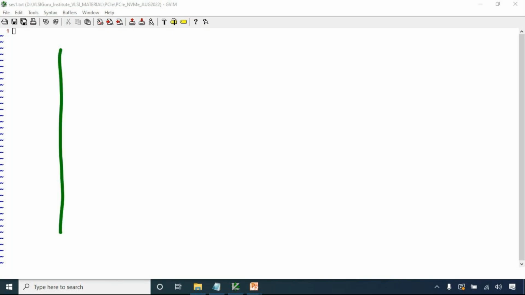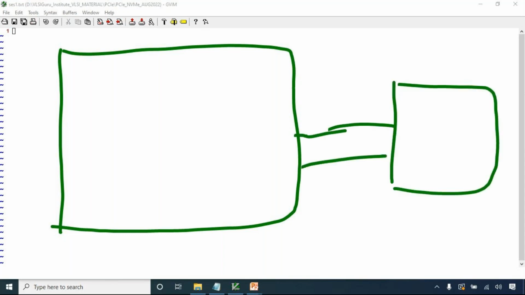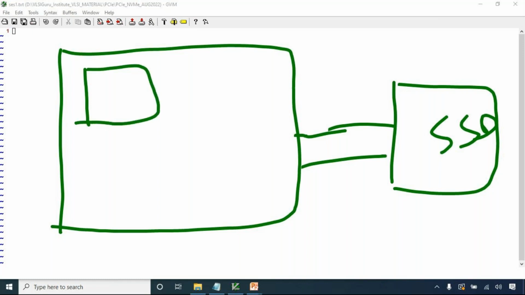This is my system. If I connect a device which is based on PCIe interface, for example, I'm connecting a PCIe-based SSD device. Here, let's say I have a processor. I'm not showing the motherboard and everything. The SSD device would be four pins, I mean X4.